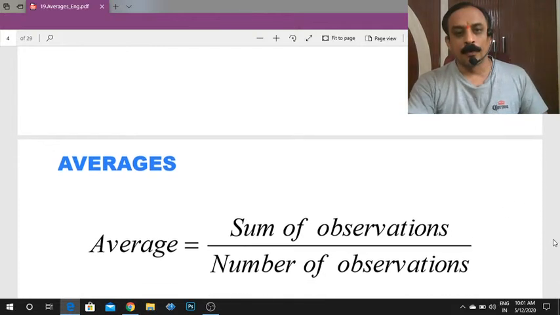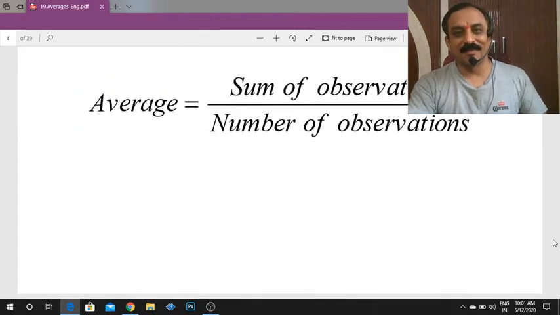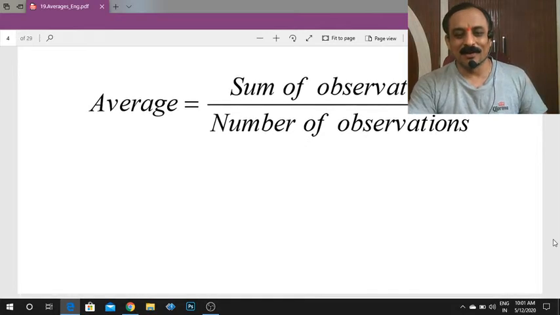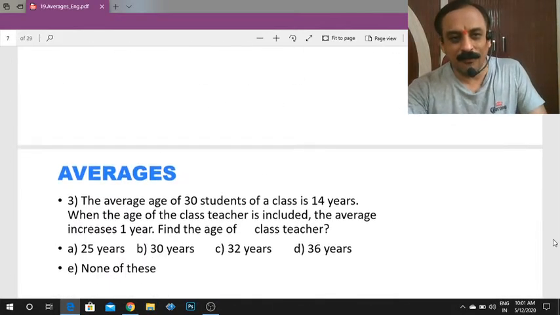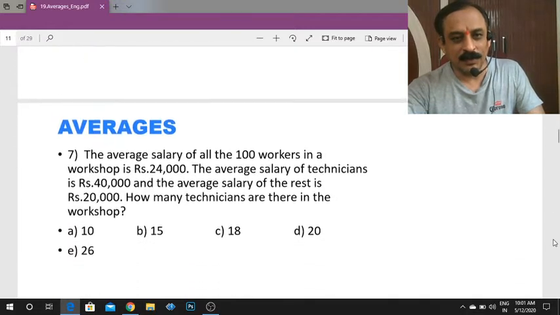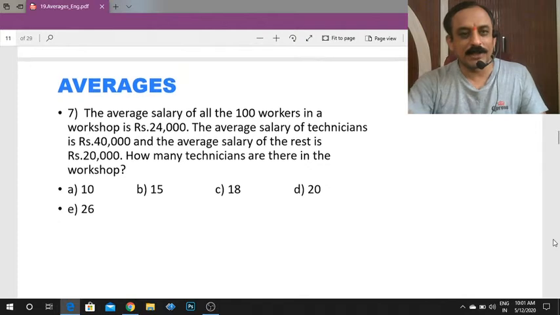So now, what is average? Sum of observations by number of observations. Okay. So now, yesterday we completed some questions. Now continuation. Next question.